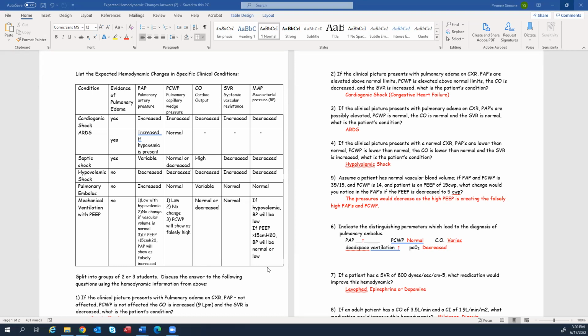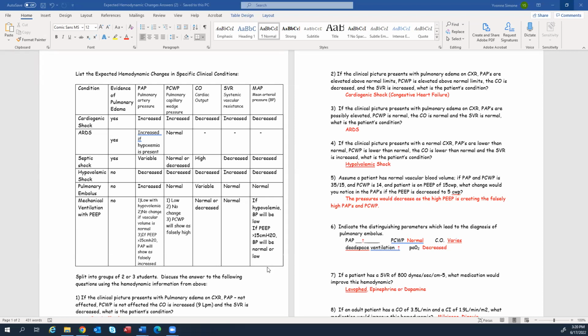So with low blood pressure, PEEP will make a difference. It will prevent blood from flowing back to the heart. However, if vascular volume is normal, when we turn on PEEP, we don't see any changes.